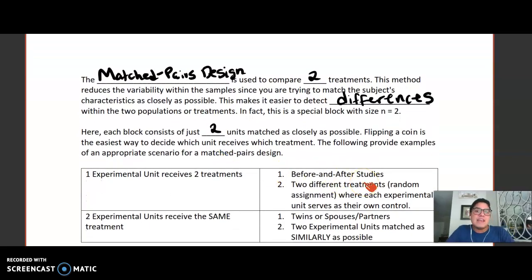Now, the third and last type of design we're going to talk about in AP Stats is called the matched pairs design. And this is used to compare only two treatments. And this method reduces the variability within the sample, since you are trying to match a subject's characteristics as closely as possible. This makes it easier to detect differences within the two populations or treatments. And in fact, this is a specialized block with only size 2.